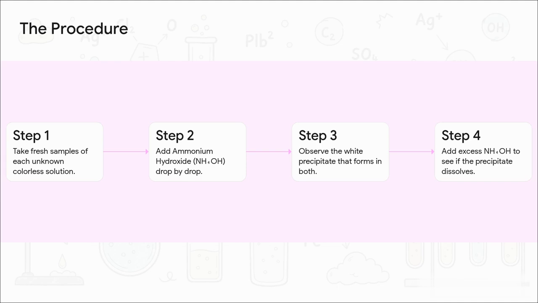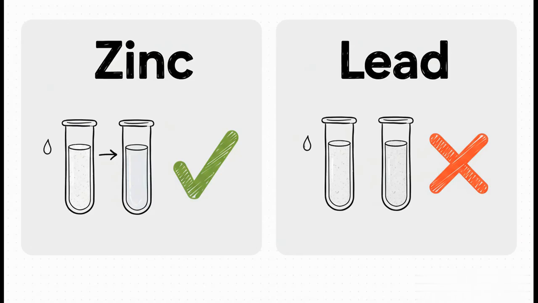But the next step, the final step, that's where the magic happens. You add excess. And here it is, the big reveal. In the test tube with the zinc salt, that white stuff completely dissolves. Gone. You're left with a clear solution. But in the test tube with the lead salt, that white precipitate just sits there. It is stubbornly insoluble. And just like that, case closed. That one test is the surefire way to tell them apart.